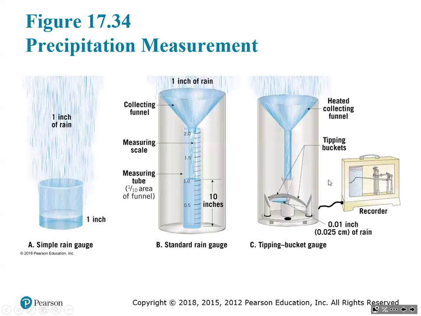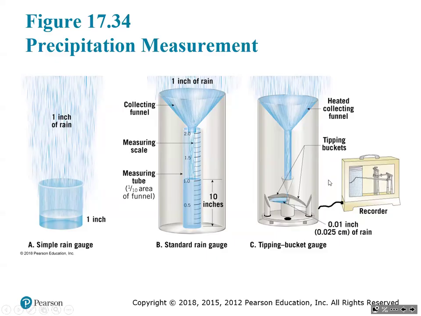So here, a simple rain gauge is just a tube. 1 inch of rain leads to 1 inch of water in the tube. Simple and straightforward. A standard rain gauge has a collecting funnel and a measuring tube, which has 1/10 of the area of the funnel, which means 1 inch of rain leads to 10 inches of water in the tube.